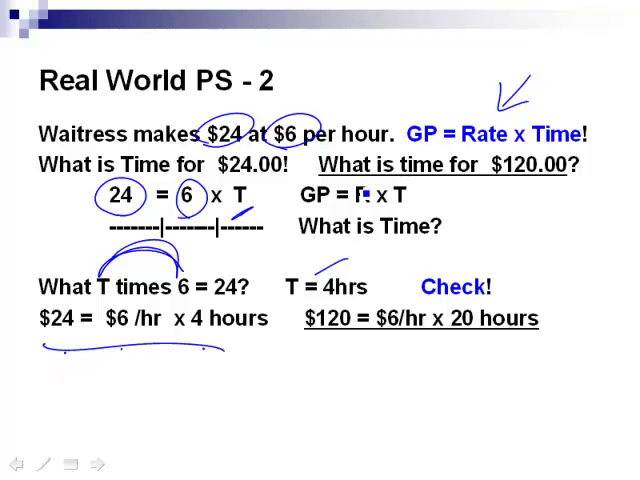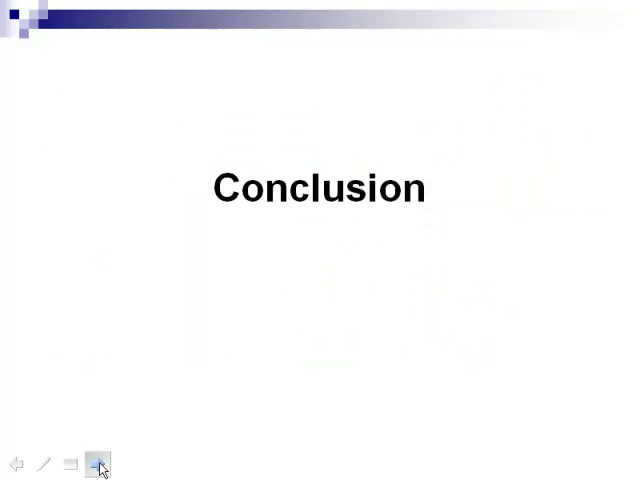But how much time if we make $120? All right, we're making $120 here at the same rate, so we find out it takes 20 hours times the 6 to give me the $120. So the 20 hours would be the extra part of the problems here.